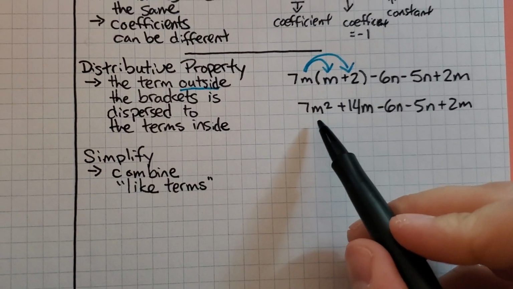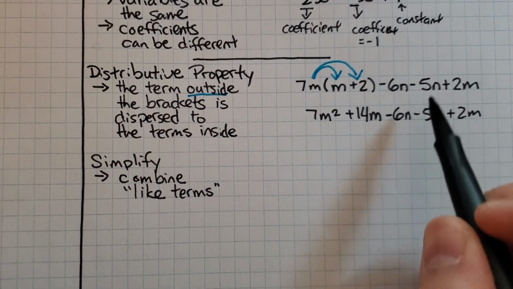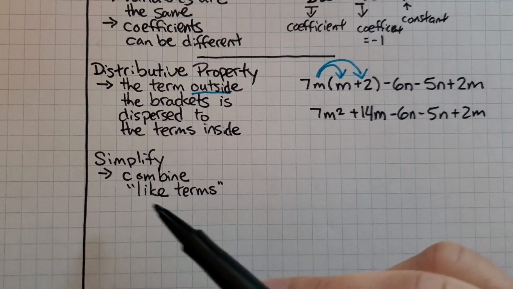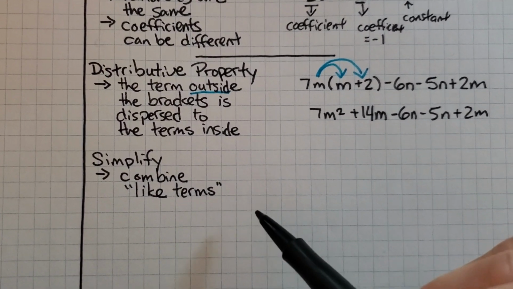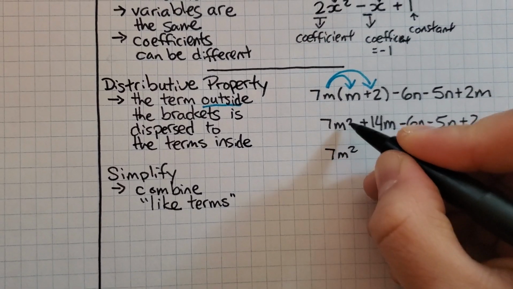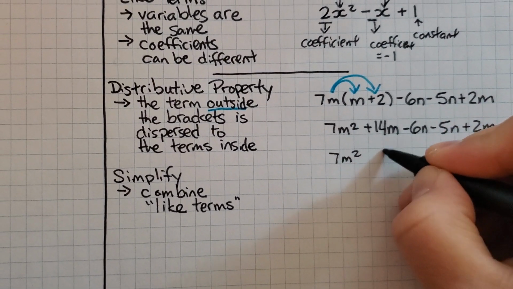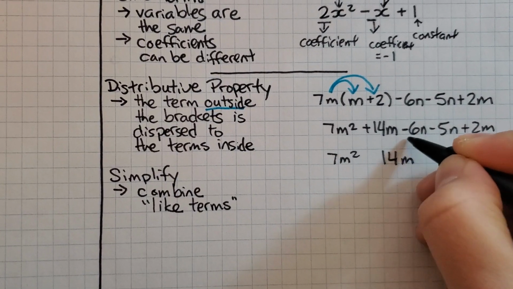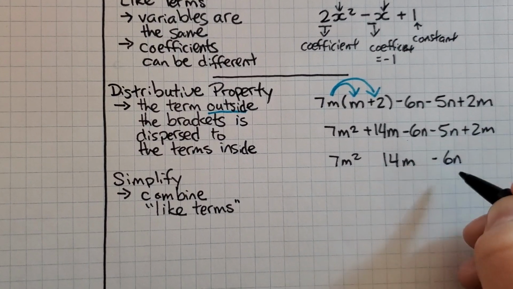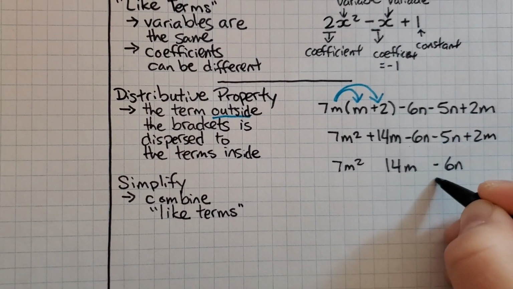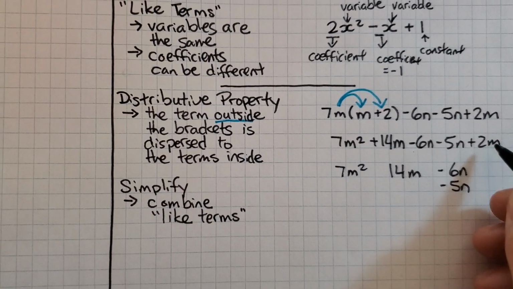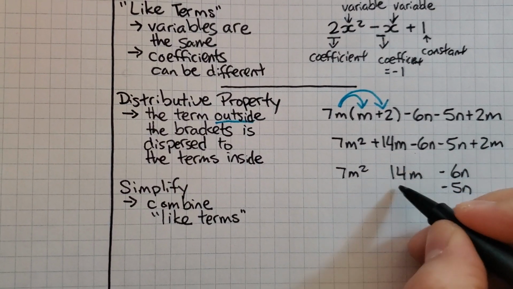So now after you have dispersed the property and just brought down the other terms, the next step is to simplify by combining like terms. So I like to stack them up. That's the method I like to use. So 7m squared right there is different from 14m. And then we have -6n and -5n. N's are the same terms. So we stack them underneath each other. And then you have finally this 2m over here.